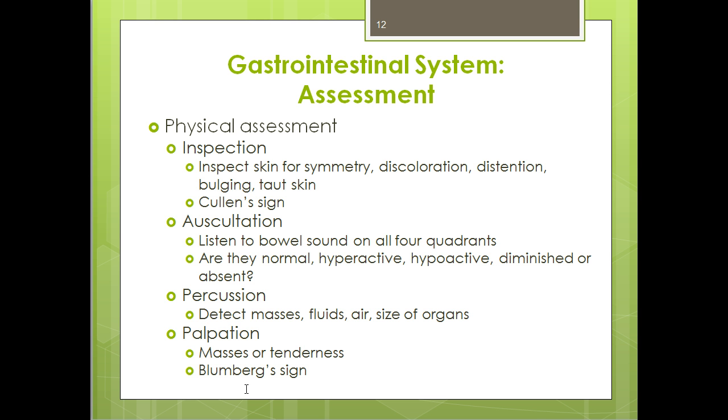And then last is basically the palpation that you would use when you're assessing. You're just assessing once again for masses or tenderness. And then also for the Blumberg sign, which I know a lot of y'all remember from when you were doing your physical assessment, and that's what they call rebound tenderness. So when you press down, and as their abdomen is going back up, it hurts really bad right then.